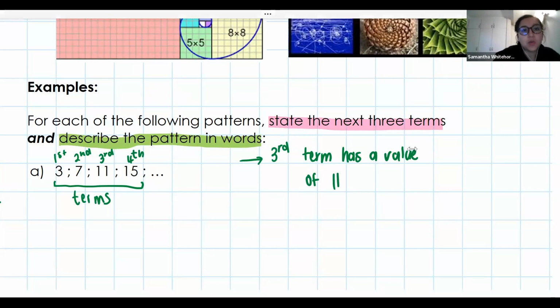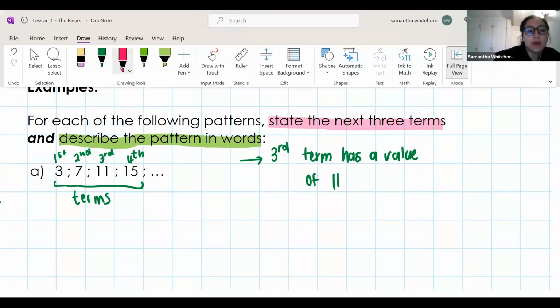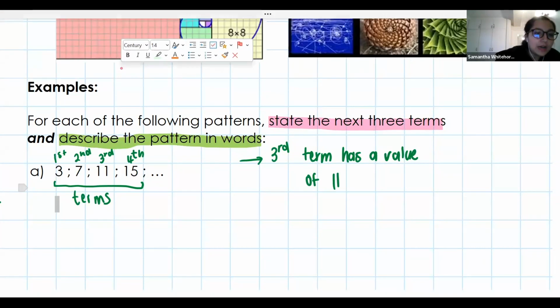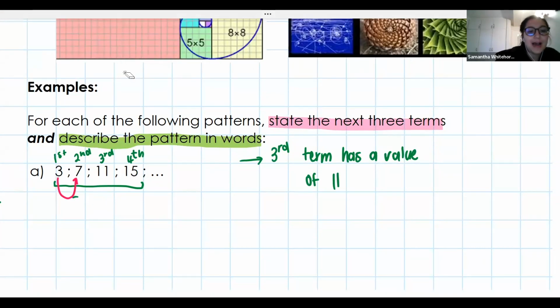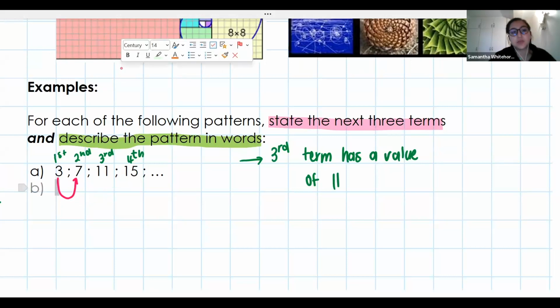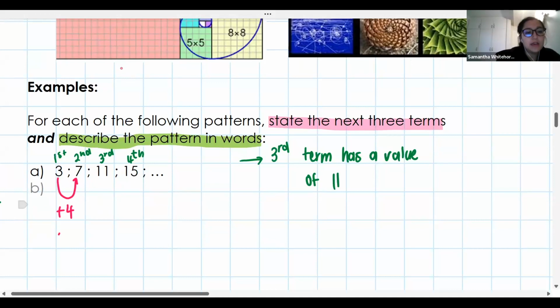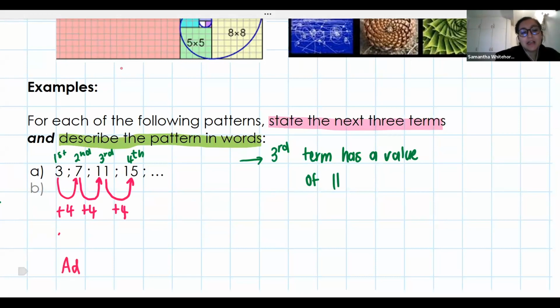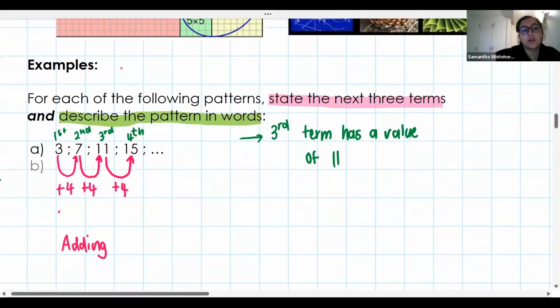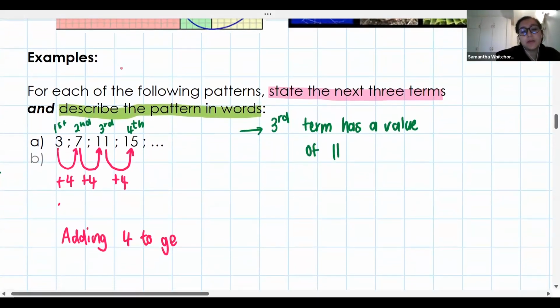So now we need to figure out what this pattern is actually doing. To do that, we need to look at these numbers that we have here. So I went from 3 to 7. I need to figure out how I'm doing that. My first inclination would be, okay, well, I'm adding 4. So let's see. If I keep that pattern going and I add 4 to 7, do I get 11? Well, yes, I do. If I add 4 to 11, do I get 15? Yes, I do. So what I see is that my pattern is that I'm adding 4 to get the next term. And so that would be me describing my pattern in words.